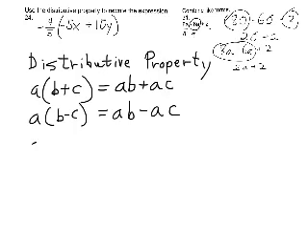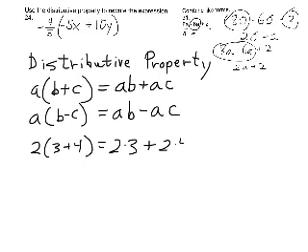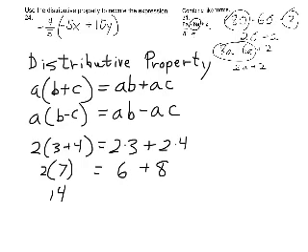Let's say we have 2 times 3 plus 4. Well, that would mean 2 times 3 plus 4 would equal 2 times 3 plus 2 times 4. Let's see if it does. 3 plus 4 is 7. We have 2 times 7, that's 14. Over here, 2 times 3 is 6. 2 times 4 is 8. 8 plus 6 is 14. So that works. What about if it was subtraction?